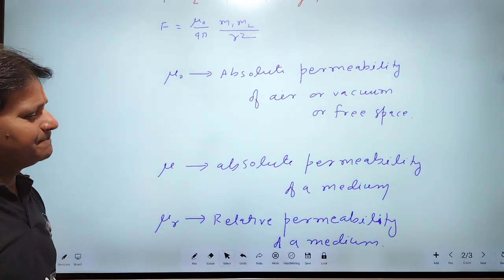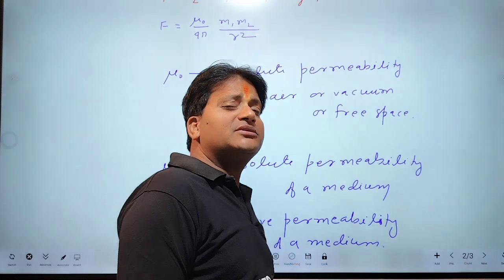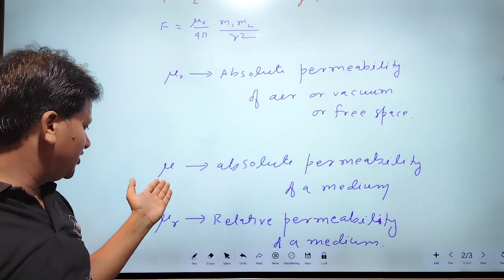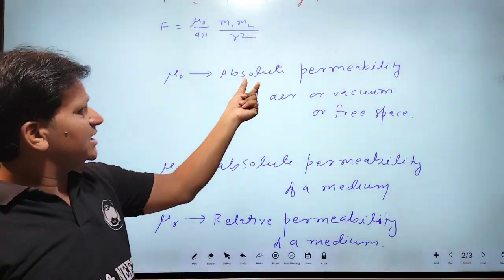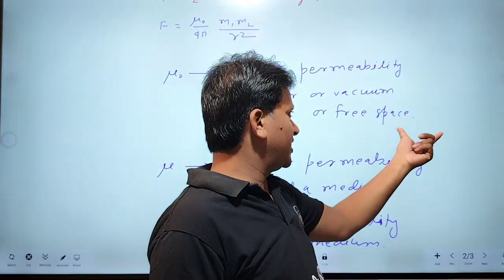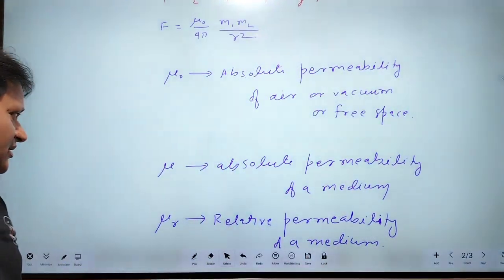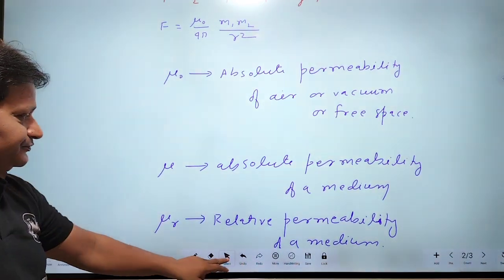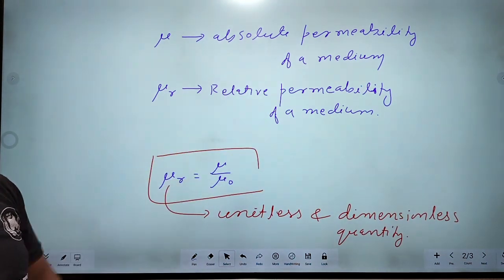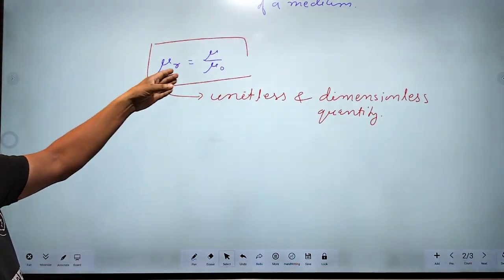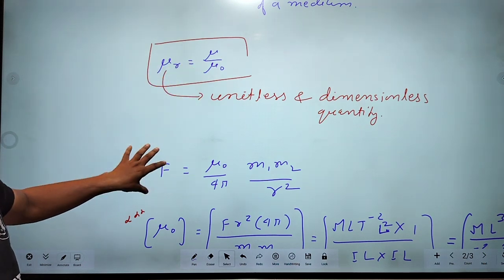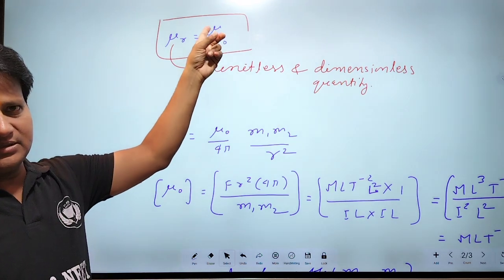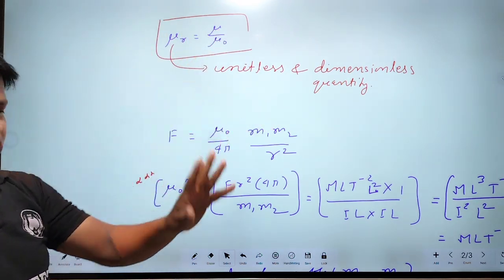Just like epsilon r, epsilon naught, epsilon, here it is mu naught, mu r. Mu naught is absolute permeability of air or vacuum or free space. Just like refractive index, mu is absolute permeability of a medium. Mu r is the relative permeability of a medium. Okay? Mu r is defined as mu by mu naught. It is unitless and dimensionless because both quantities have same units.